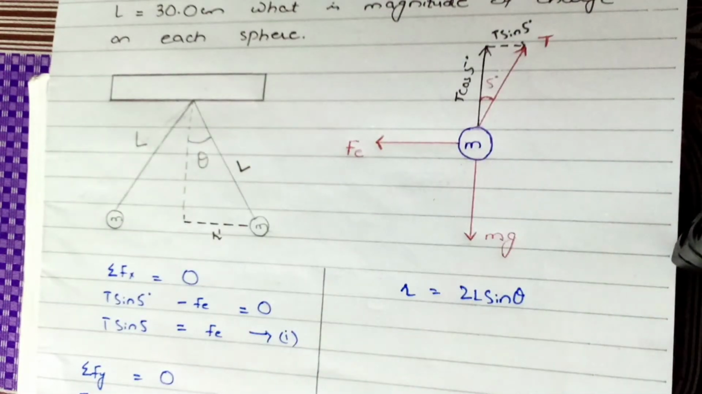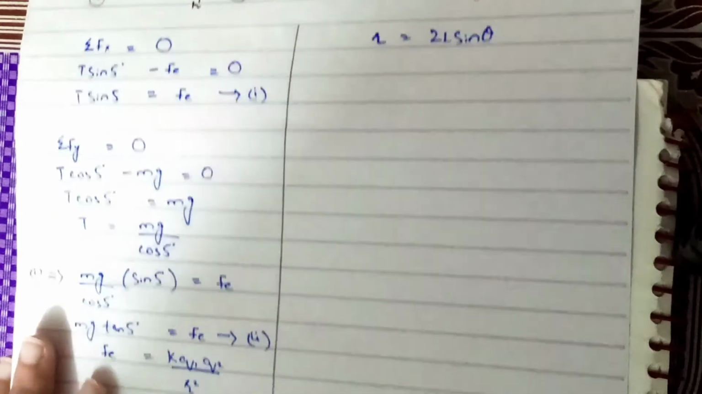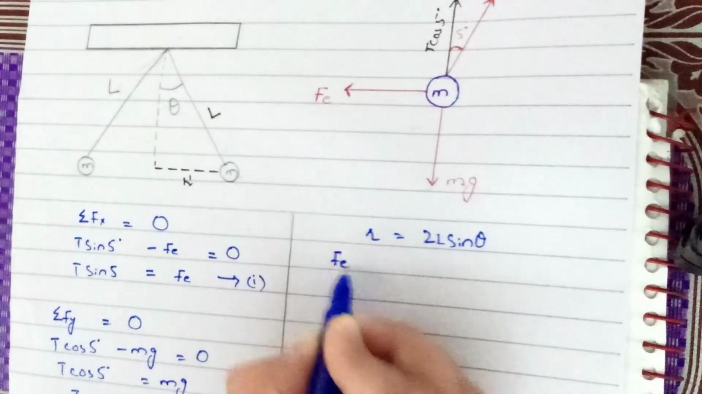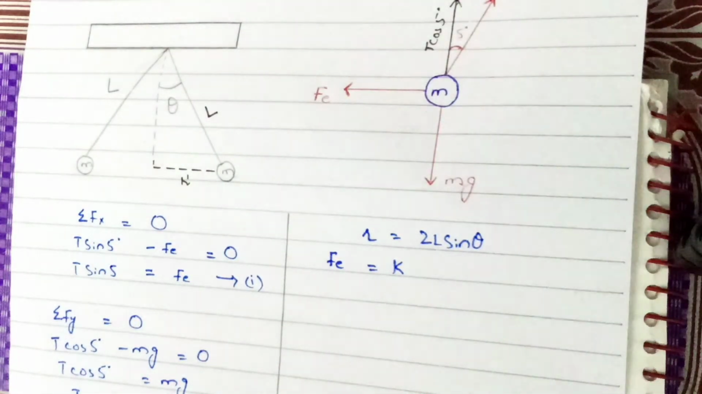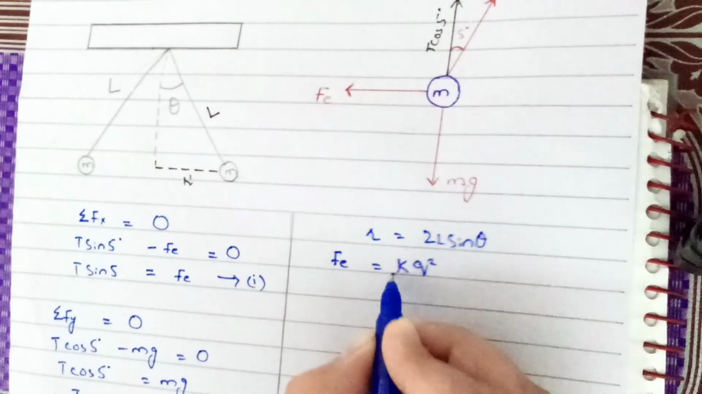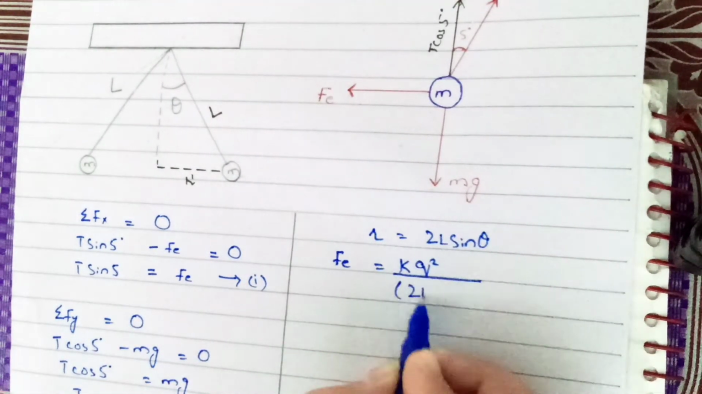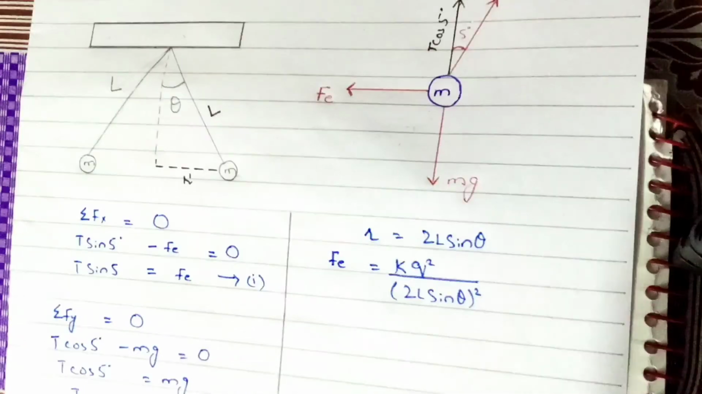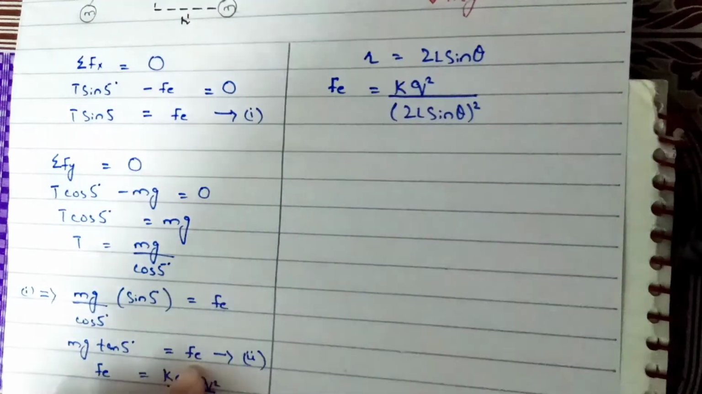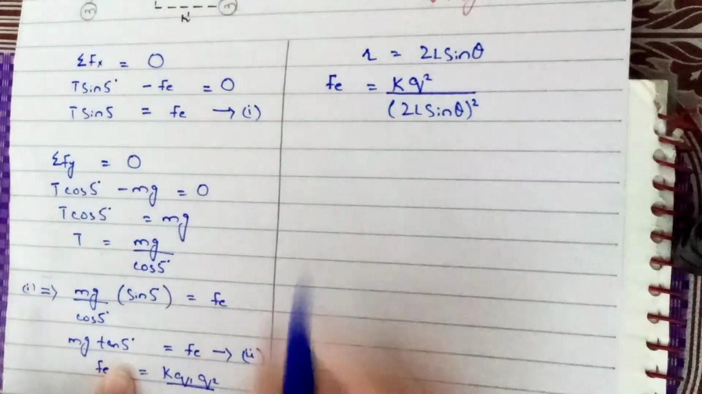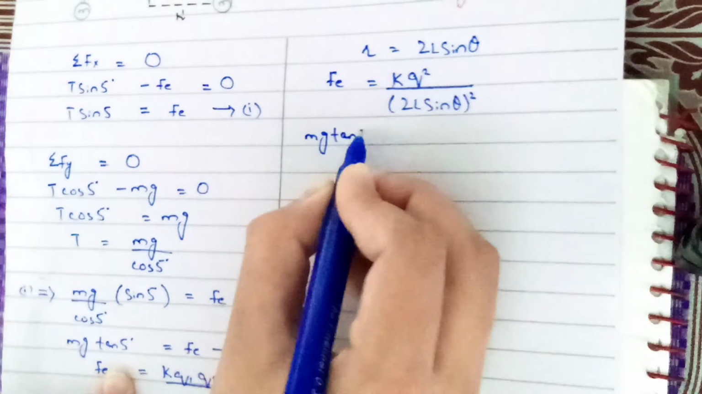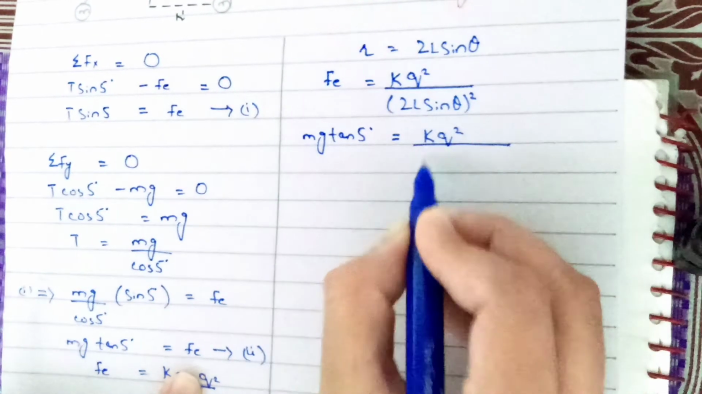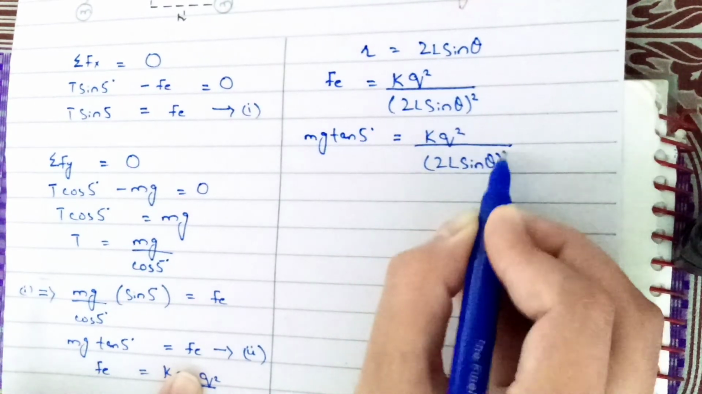We know Q1, Q2 and K as well in this FE equation. Let's substitute all these things in this equation. So we will get FE equals K, and instead of Q1 and Q2, because the charges are the same, we can collectively say Q square, over, instead of R square, 2L sine theta whole square. Right, students? Then I can substitute this value of FE in equation 2. So my equation 2 will become MG tangent 5 equals the value of FE, that is KQ square over 2L sine theta whole square.